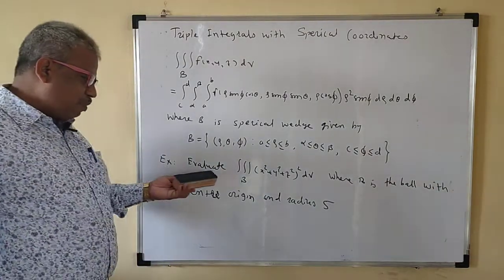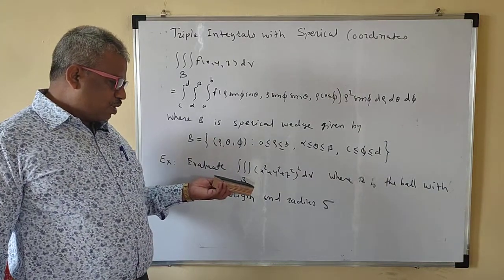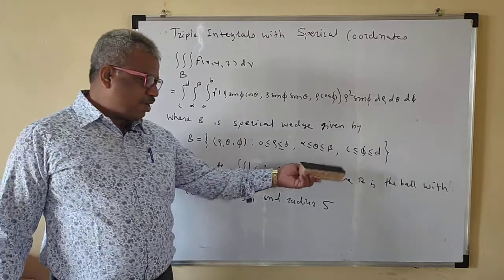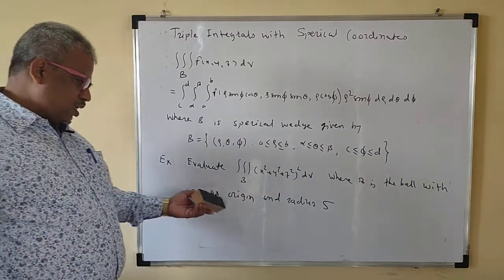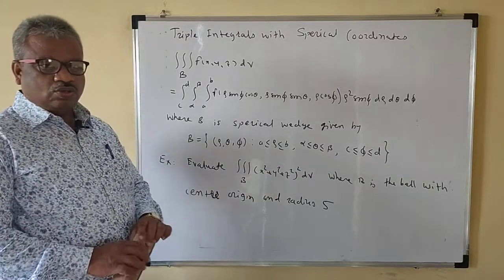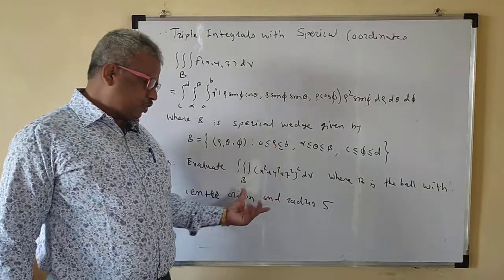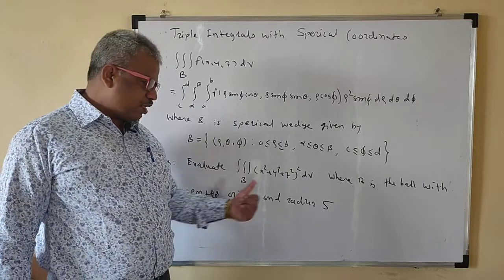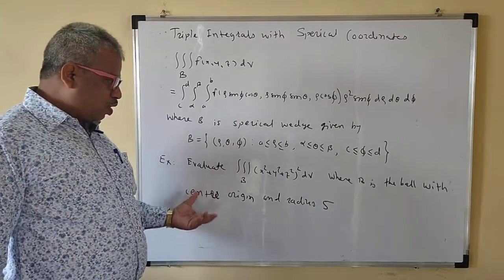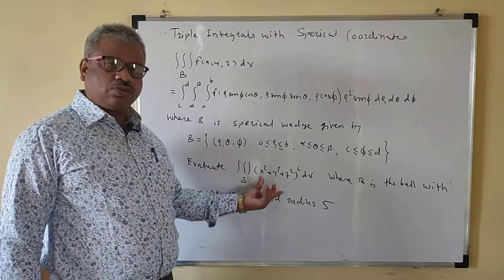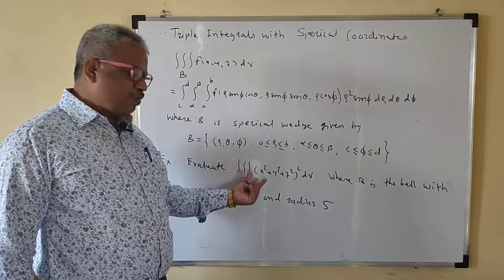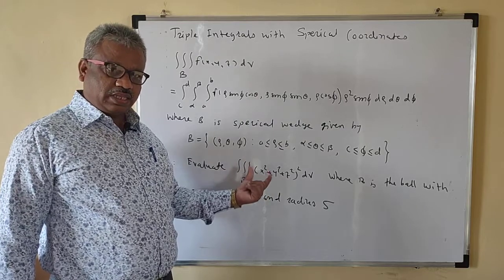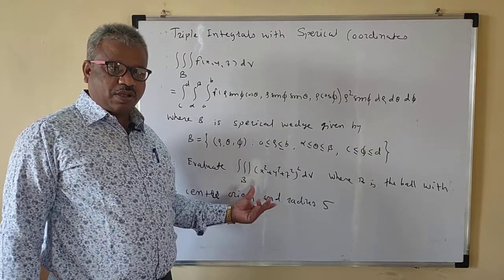So we have the problem: evaluate the triple integral over B of (x square plus y square plus z square) whole square dV, where B is the ball with center origin and radius 5. So your equation is x square plus y square plus z square equal to 25. If you want to evaluate this, it is better to use the spherical coordinates. With the help of the spherical coordinates only, we will evaluate this integral very easily. Otherwise, you have to take a lot of effort.